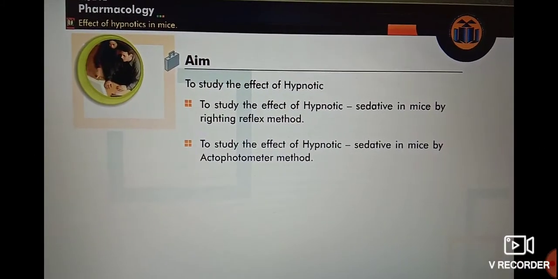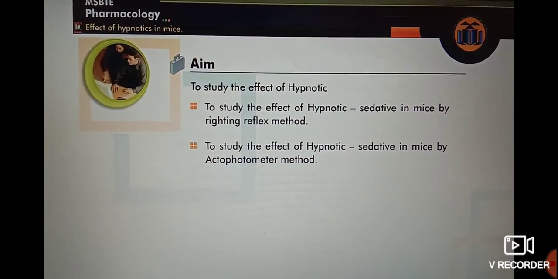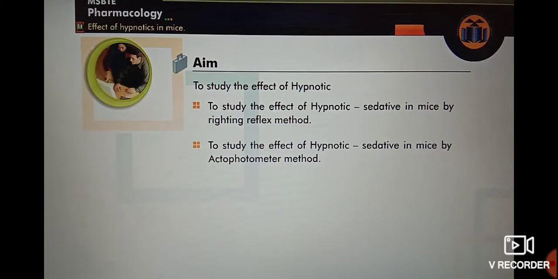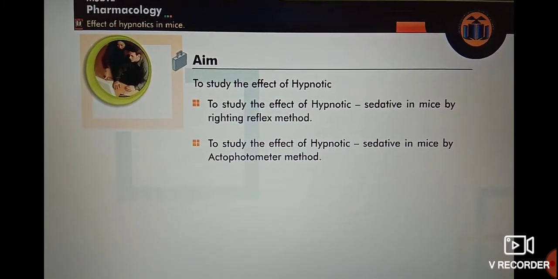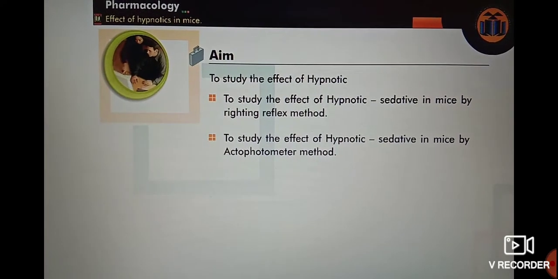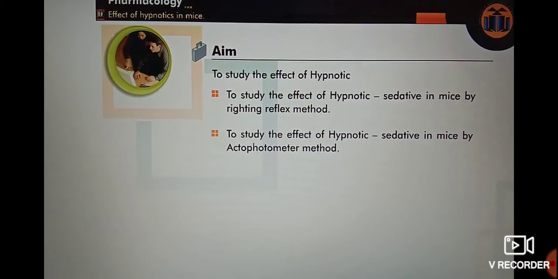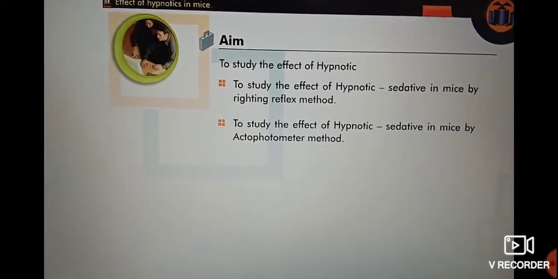So today we will start the experiment number 9: to observe and study the effect of hypnotic in mice by using the actophotometer. In that experiment we will study the effect of hypnotic and sedative drug in mice by using the actophotometer method. Okay.